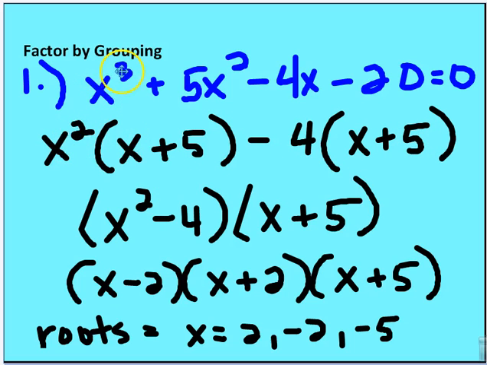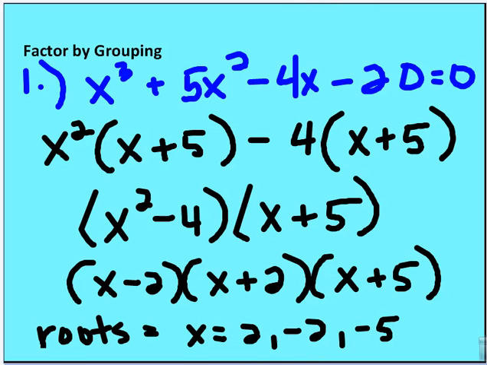So x cubed + 5x squared was one group. Minus 4x - 20 was another group. I distributed out the common terms x squared and minus 4 from the two separate groups. I am going to rewrite this factored grouped form into two binomials, (x squared - 4)(x + 5). This is a difference of two squares, so I'm going to factor that further. Then I find the roots: x equals 2, negative 2, and negative 5. You can take care of the next one.